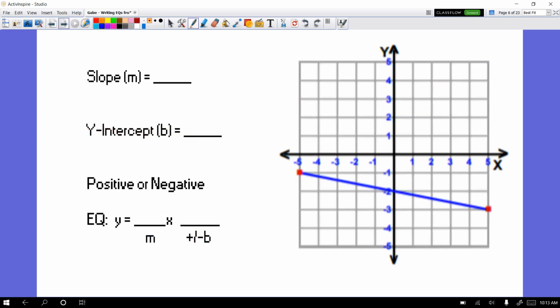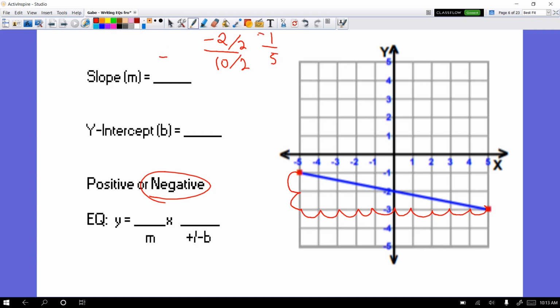I wanted to throw a -1 in there as well. So we went down 1, 2, over 1, 2, 3, 4, 5, 6, 7, 8, 9, 10. So we went down 2 and we went over 10. So negative 2 because we went down 2. It's divisible by 2. We can simplify to 1 over 5. So we have negative 1 over 5.